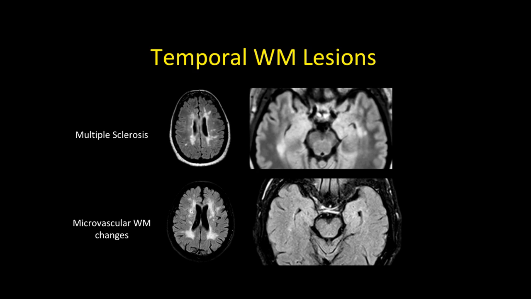Another good place to look for increasing our specificity and confidence when we're interpreting an MS study are inferior temporal lobe white matter lesions. You can see in the top row, the patient with multiple sclerosis has bilateral white matter lesions in the inferior temporal lobes, and in the patient below, in the chronic microvascular white matter changes, which are pretty extensive supratentorially on the axial image, there's a relative paucity of white matter change in the temporal white matter.